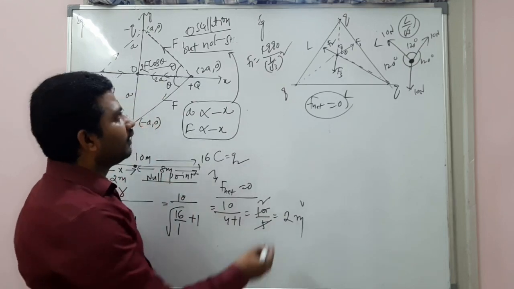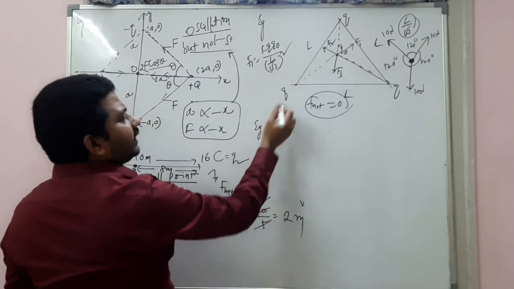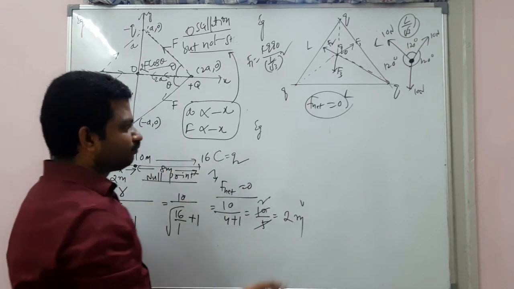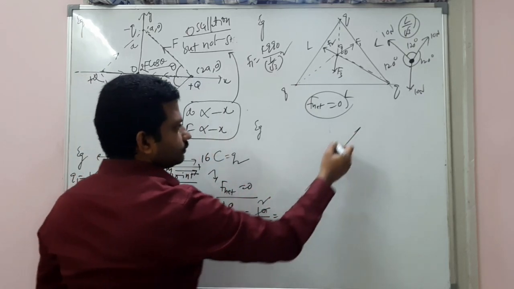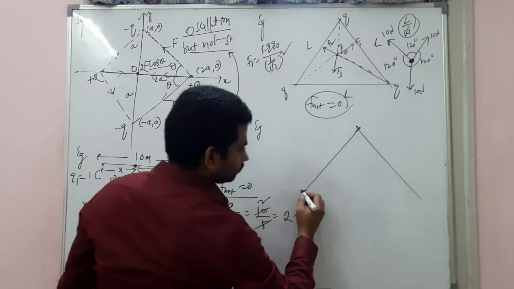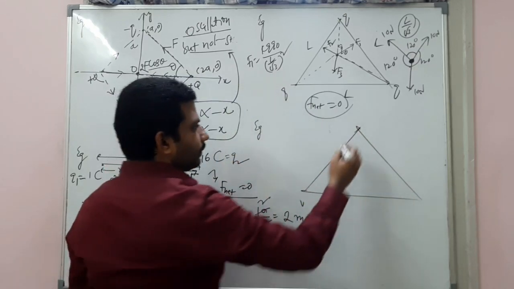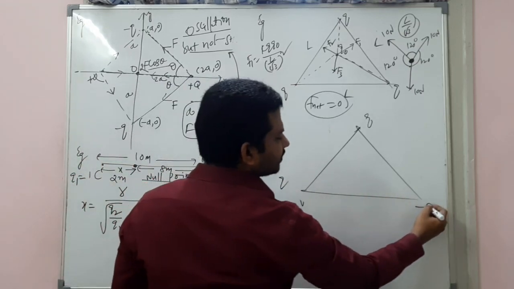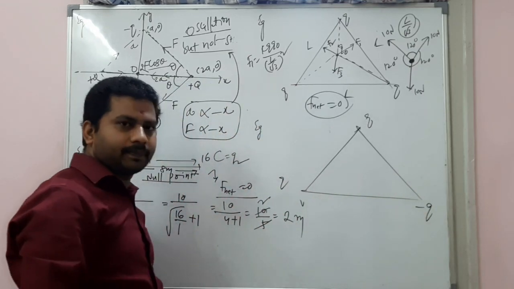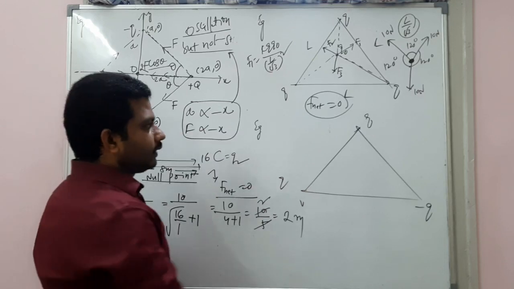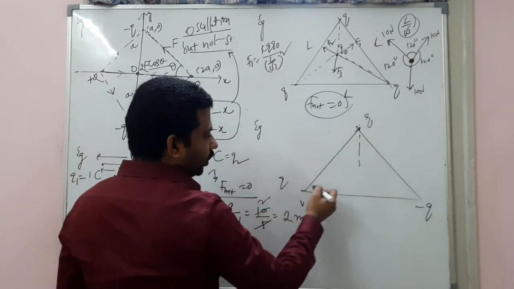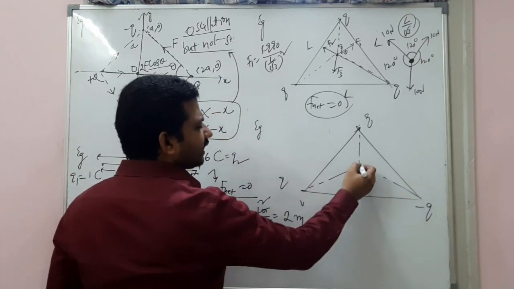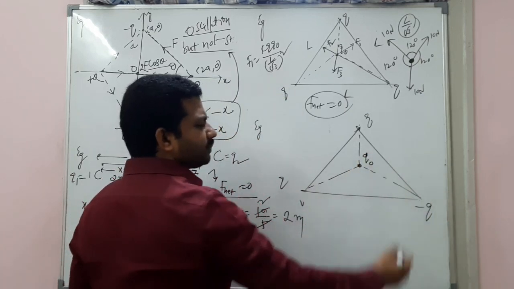Now, let's see the continuation of this. Carefully observe. Charge Q here and charge Q here, and a charge minus Q here. Observe. And exactly at the centroid, children, look here. Everyone focus. Exactly here, the charge Q naught is kept.